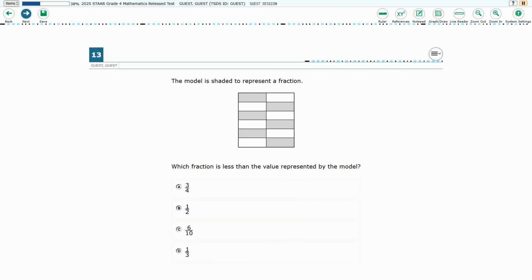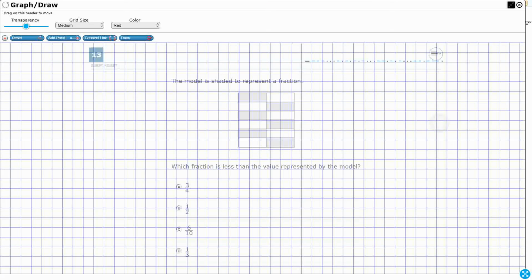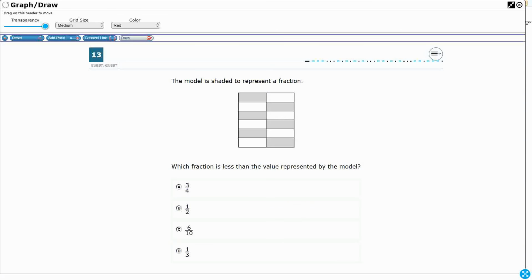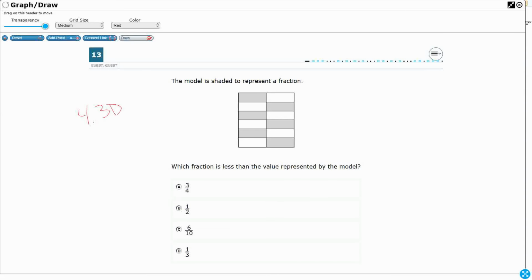For number 13, we are comparing fractions. This is 4.3D. And we need to find a fraction that is less than. Now watch that. I bet you we're going to get some kids that miss that. We need a fraction that is less than the value of this. Well, what is this? 1, 2, 3, 4, 5, 6 out of 1, 2, 3, 4, 5, 6, 7, 8, 9, 10, 11, 12. This is 6/12, which is really a half, right? Half of it is shaded in. I need a fraction that is less than 1/2.